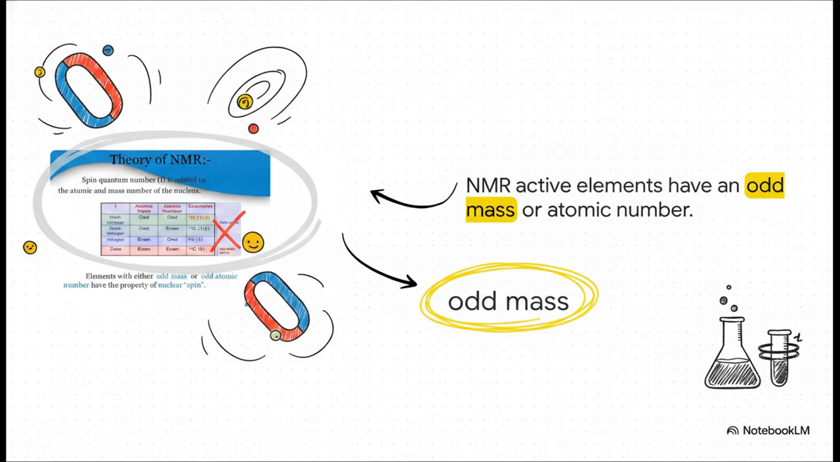Take a look at carbon-12 in the table there. Even mass, even number, zero spin. It's completely invisible to us. But hydrogen-1 and carbon-13, they've got those odd numbers, giving them a half-integer spin. They are absolutely the stars of the show.